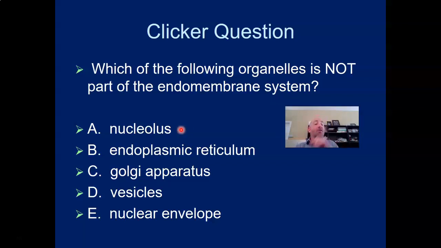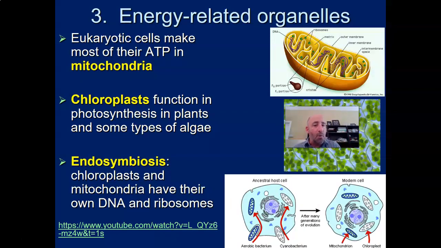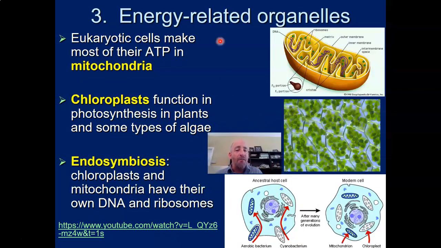Nucleolus is found in the nucleus. And remember, its function is to make ribosomes. Correct answer is A. Okay. So we move to our next category of organelles, the energy-related organelles. We're going to talk about two organelles, one mitochondria, the second chloroplasts.